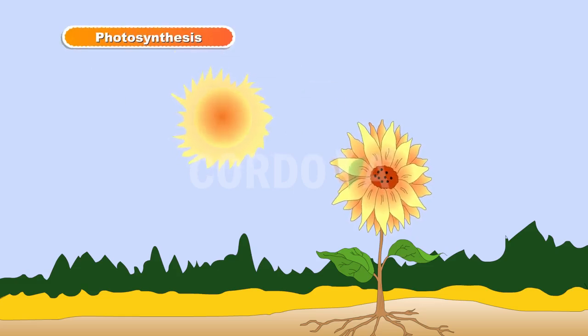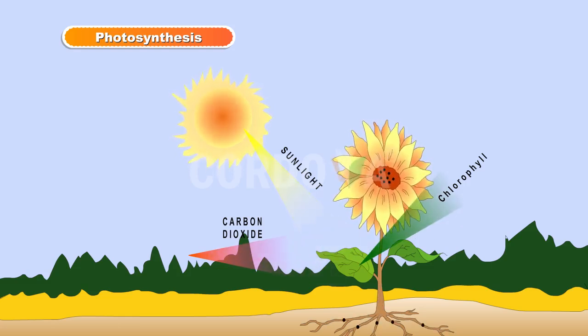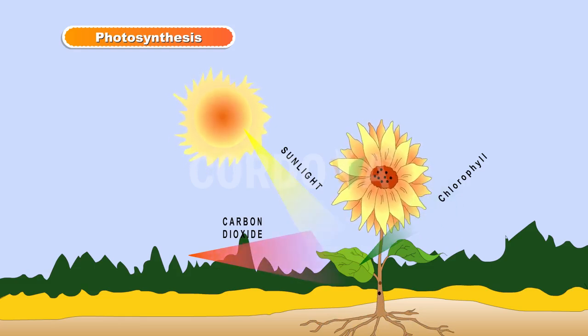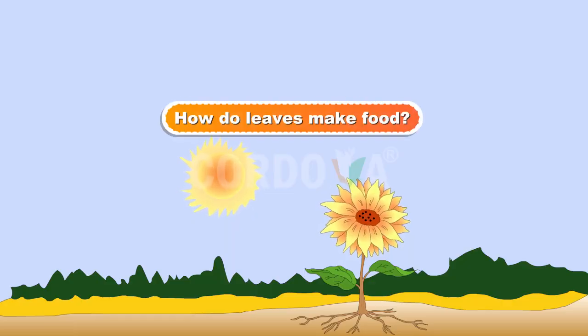Photosynthesis. The process by which green leaves make food with the help of carbon dioxide and water in the presence of sunlight and chlorophyll is called photosynthesis. Photo means light and synthesis means putting together. How do leaves make food?